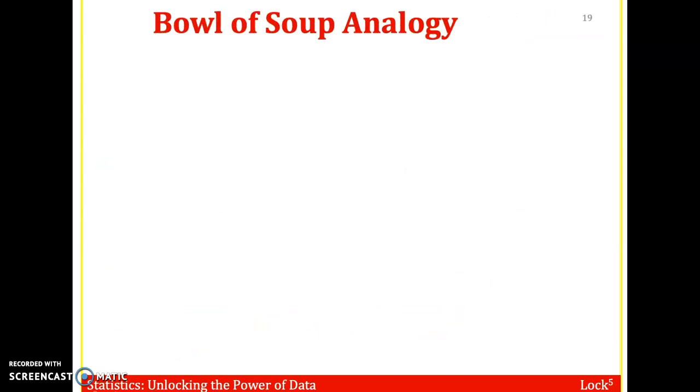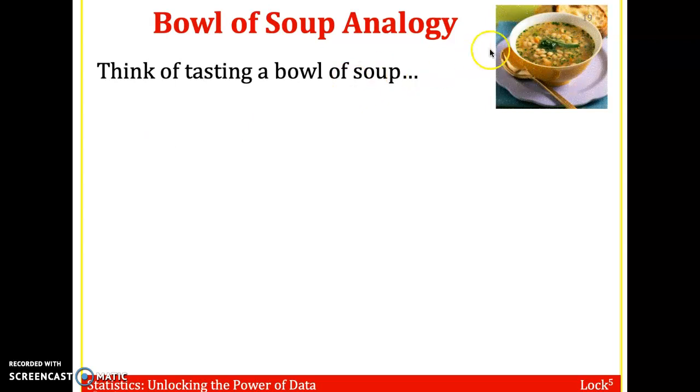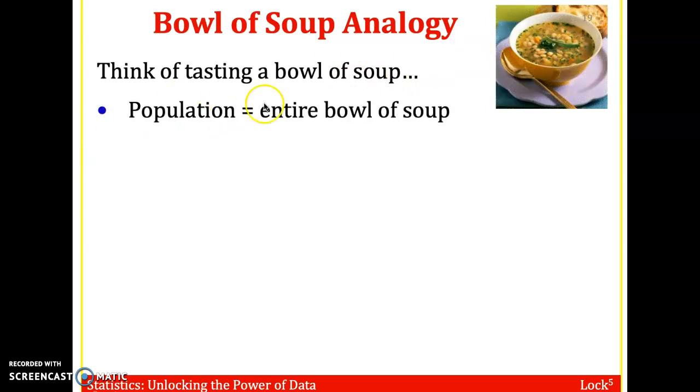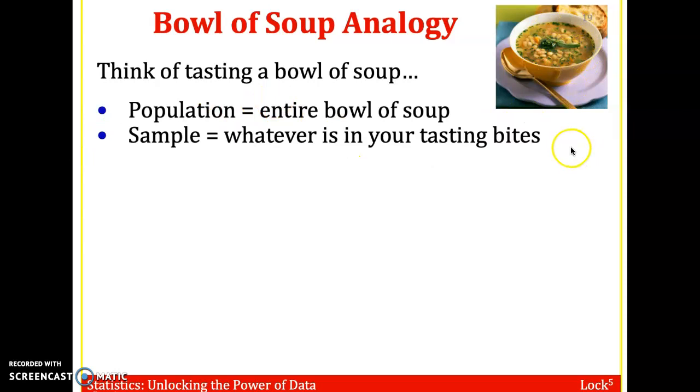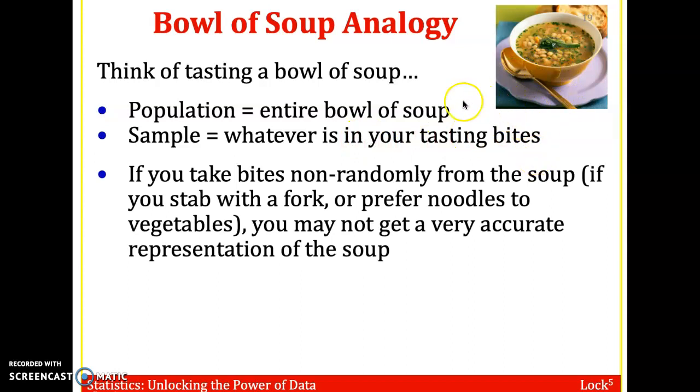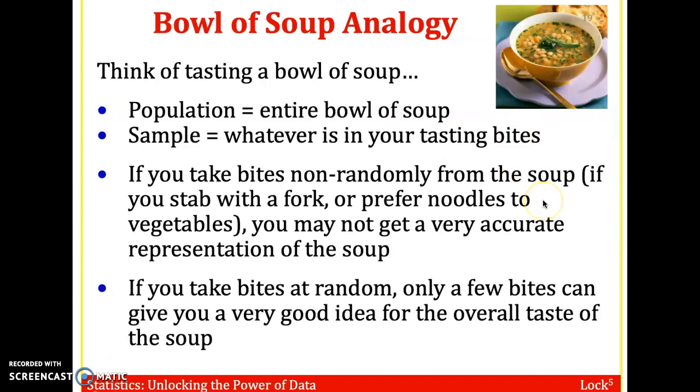All right, and another analogy or visual thing about this, if we're tasting a bowl of soup, the population might be the entire bowl of soup, and the sample is what's in your spoon, or whatever you're eating. And if you take bites non-randomly, if you go through here and try to get a whole bunch of meat and no broth, it's not going to be like the soup. You stab with a fork, you might not get an accurate representation of the soup. So how do you get a representation? You stir up the soup and just randomly throw the spoon in there and take a scoop. Hopefully that scoop is a good random and representative sample.